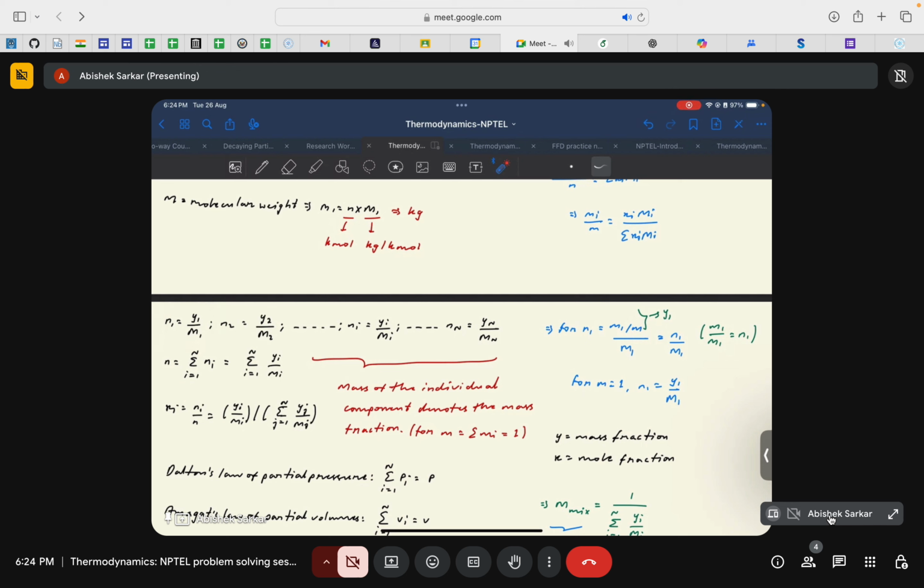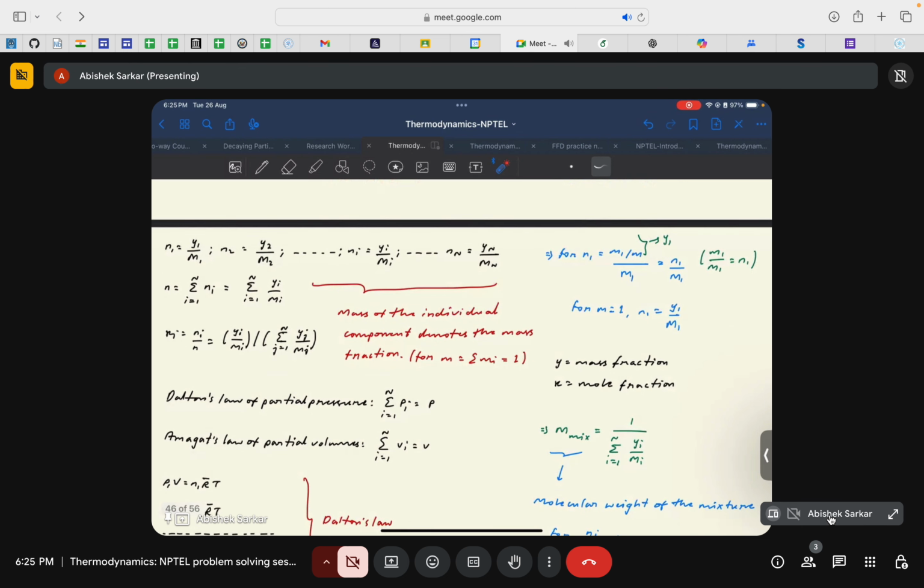So that we can get some interesting relations that can be used in a generic manner for a mixture of gases. Keeping that idea in mind, we can write n is equal to the summation of i equal to 1 to capital N of ni. This part we already discussed. So if n1 is equal to Y1 by M1, then ni is Yi by capital Mi. Then this small n should be equal to the summation of Yi by Mi, where the summation is from i equal to 1 to n. So that's how we obtain this.